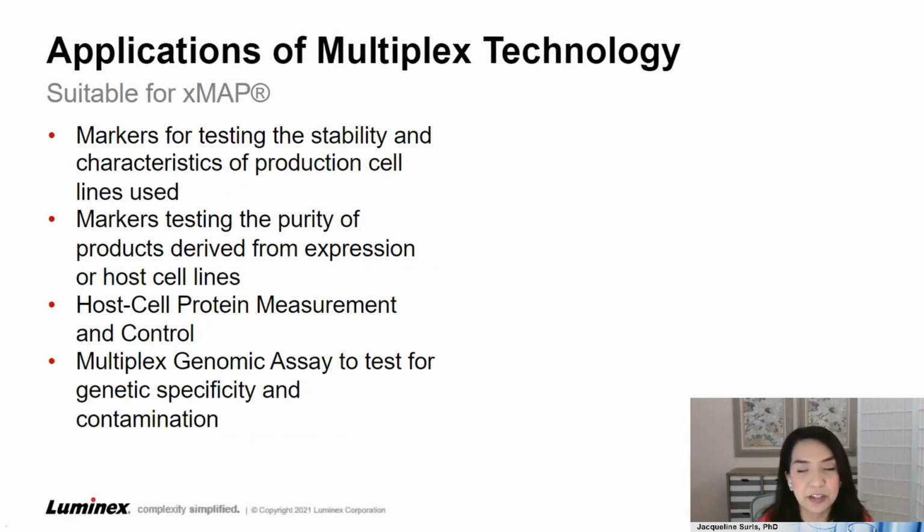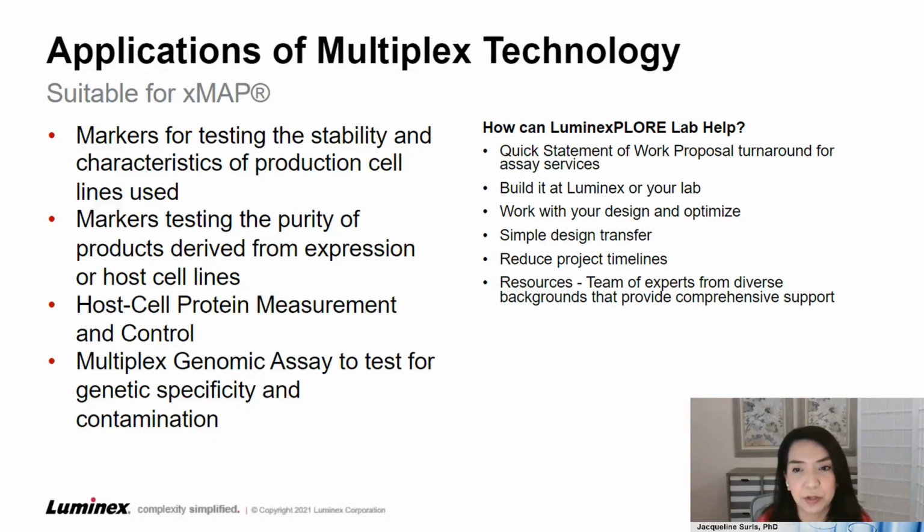And as Steve mentioned, our technology can cover a multitude of applications: looking at the stability of your production cell line, looking at the purity of your products, quantitative measurement of HCPs, and looking at multiplex genomic assays to test for genetic specificities and contamination. So, how can xPLORE Lab help your team?